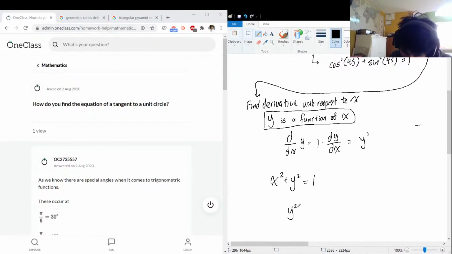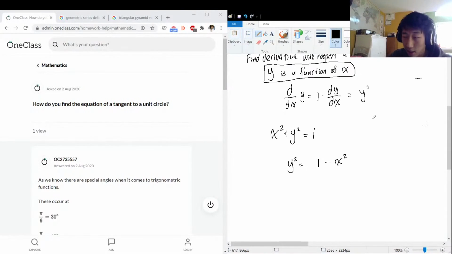So we'll have y squared is equal to 1 minus x squared, and actually we can keep it like this. I think the calculus will be a little bit easier. So we're going to take the derivative with respect to x of both sides. d/dx of y squared equals d/dx of 1 minus x squared.